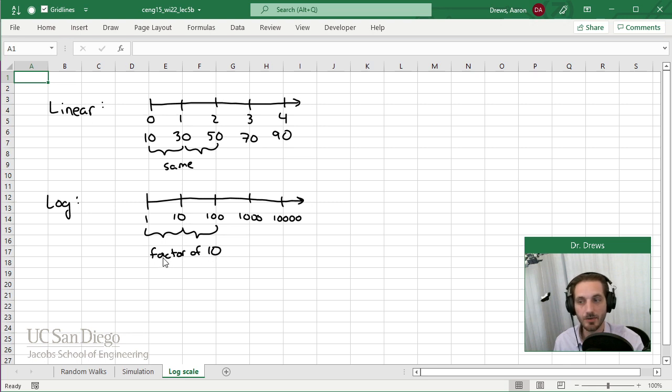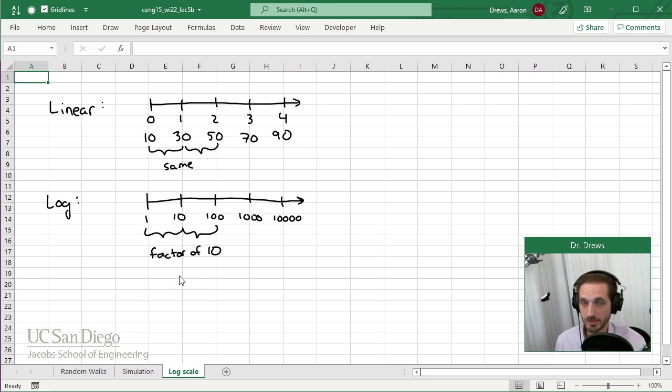It can be a factor of other stuff too. It could be the other one that sometimes gets used as a factor of 2. I can't say I've really ever seen too much more than a factor of 10, and then very rarely a factor of 2. Factors of 2 come in like signal analysis and stuff like that. But most commonly you'll see it as a factor of 10. This is a log scale.